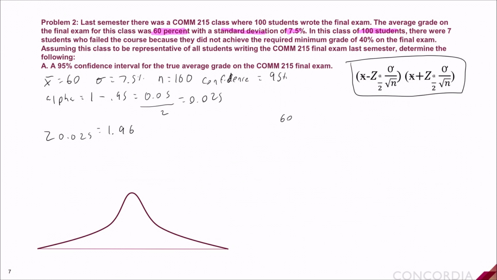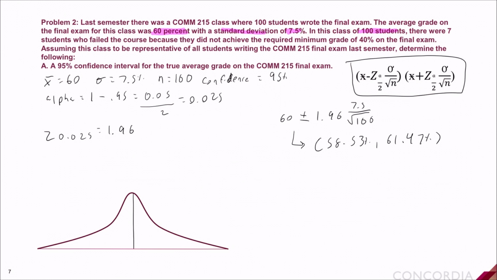Our mean is 60, plus or minus the z-score of 1.96 multiplied by the standard deviation over the square root of our sample size, which is 100, and this will give us an interval between 58.53% to 61.47%. And what this means is, look at the distribution.